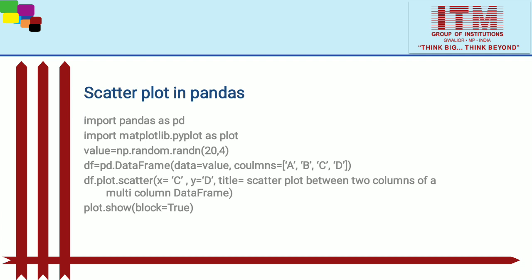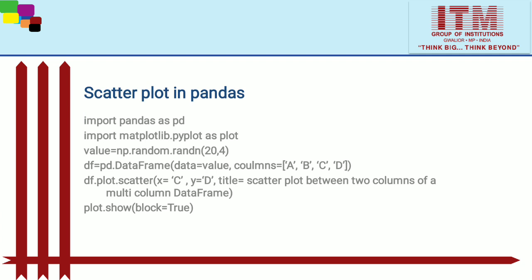Okay, now whatever the values are present in c, they will get compared with the values that are present in another column, that is d column. Okay, so these are the different keywords that I have taken.